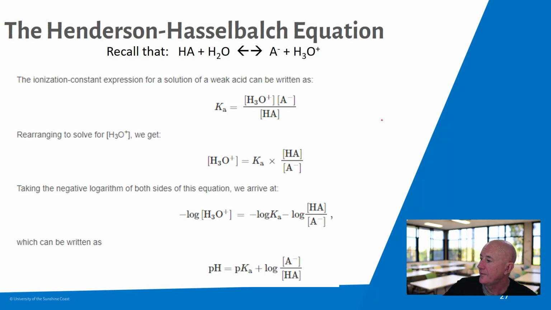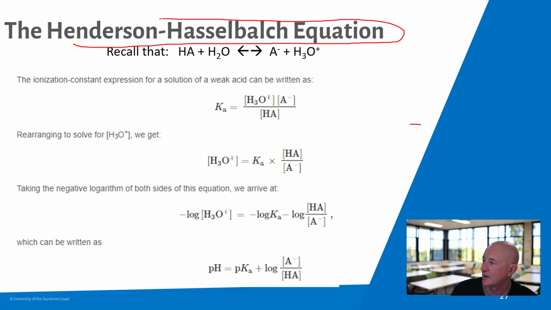All right, so in the section just before, I was talking about buffers in a very qualitative manner, and I was explaining them in terms of Le Chatelier's principle. But you can put some numbers on this stuff. That's what this is, the Henderson-Hasselbalch equation. My guess is somewhere along the line you're going to encounter this again, so we're going to have a look at this in a little bit of detail.